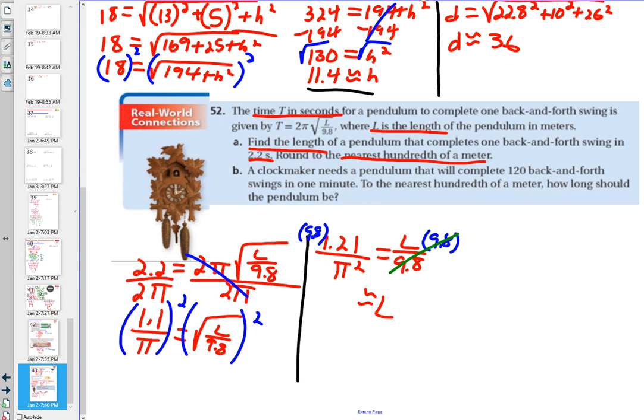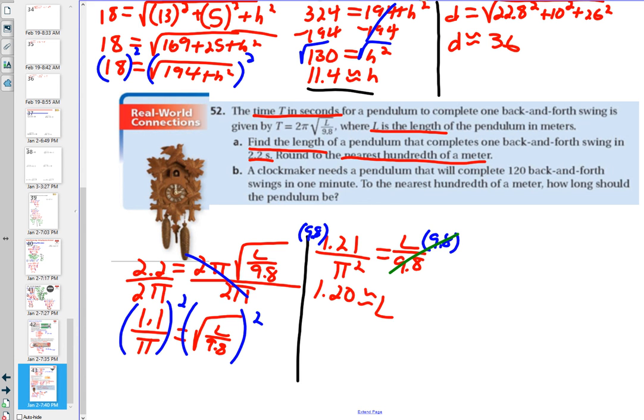Carolyn, you got something? What'd you get? 1.2. You didn't get it. Hannah got that. She's sneaky. What'd you get, Hannah? 1.20. Okay. I think that's about right. And we're looking for what, length? And they're measuring length in meters, so about 1.20 meters.